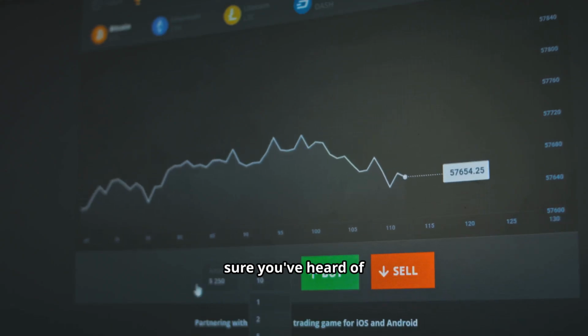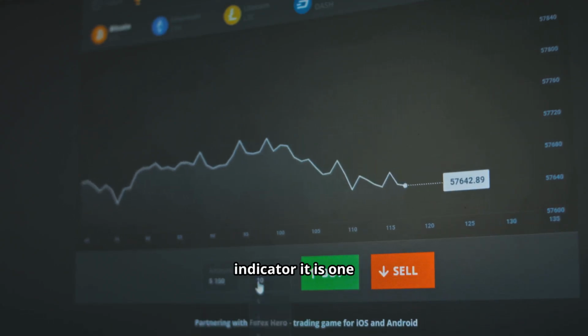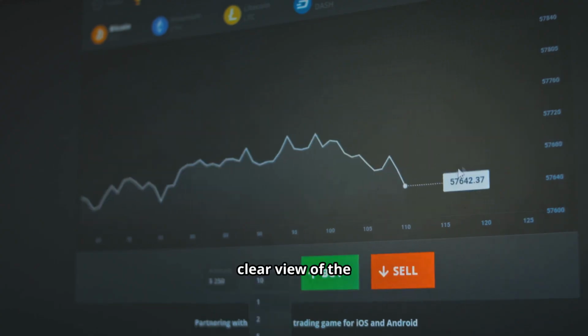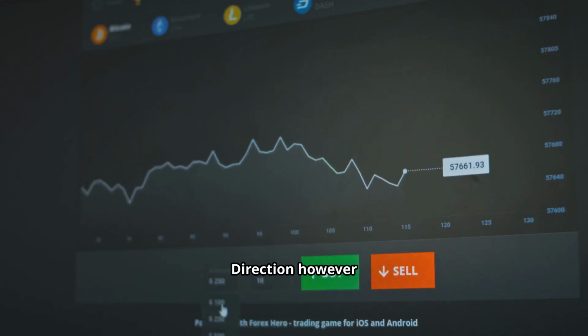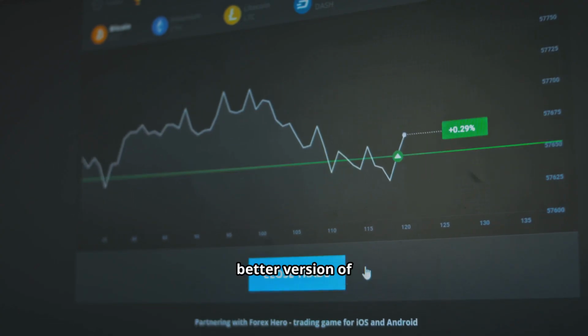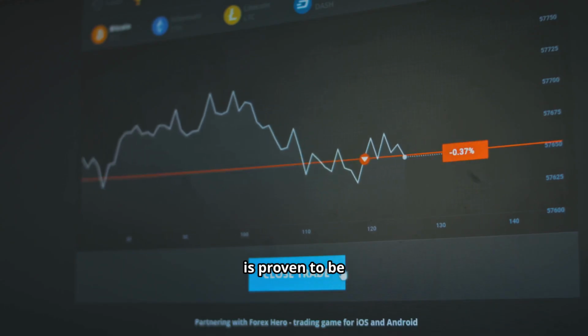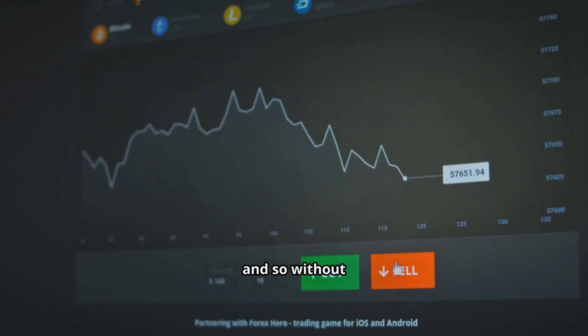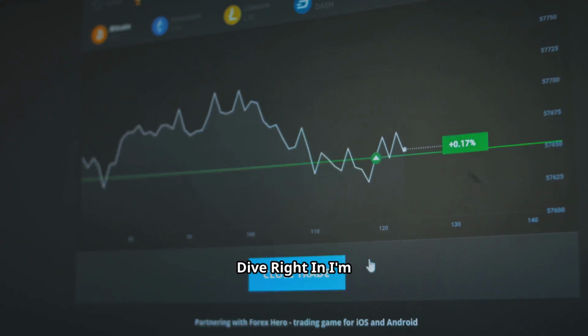Hey traders, I'm sure you've heard of the Heikin-Ashi Indicator. It is one of the most powerful trading tools used by traders to get a clear view of the overall market direction. However, did you know that there's actually a better version of this indicator that is proven to be almost 2 times more profitable than the older version? And so without further ado, let's dive right in.